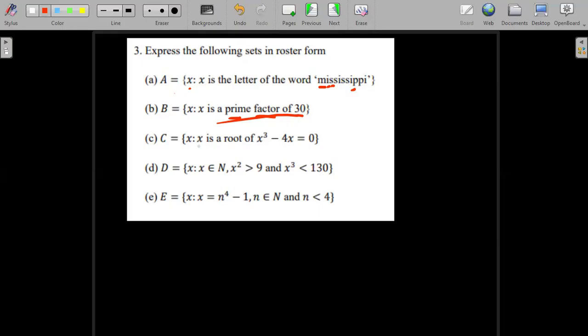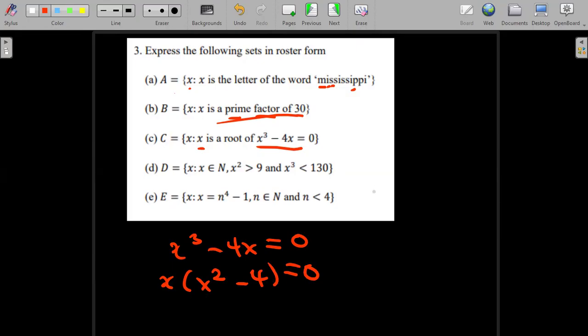C is given as the set of all x such that x is a root of the equation they've given us there. So to list out those elements, we just have to solve that equation. So x cubed minus 4x equal to 0. Here we can factor out an x. I'll factor out x here and have x squared minus 4 there equal to 0. Then inside, by difference of two squares, I'll just have x outside, then x minus 2, and x plus 2. And this is going to give me 0.